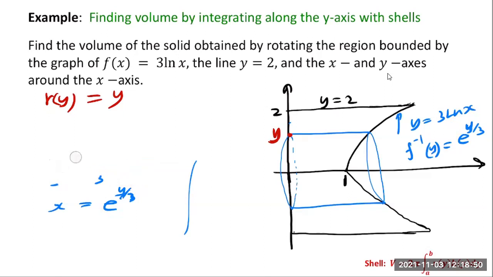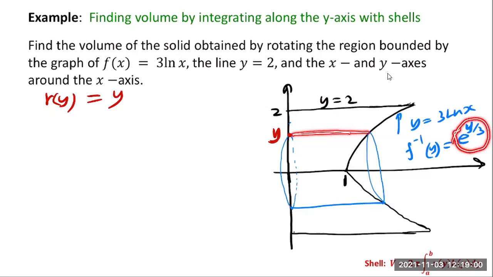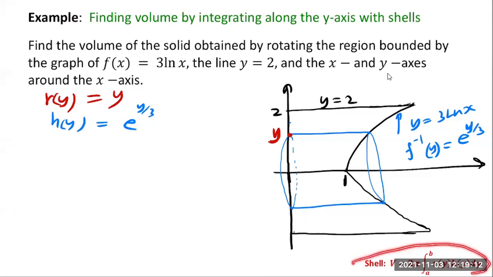All right. Let me get rid of this. So that means I know this one. This length is nothing but e to the power y over 3. So I know the height. This is the height. So h of y is e to the power y over 3. Now I can go with my formula. I can find the volume using this integral.